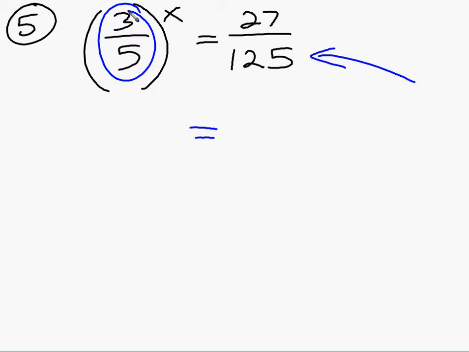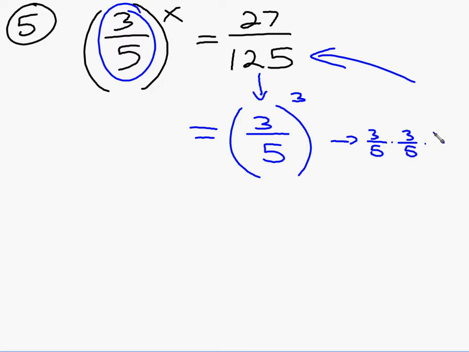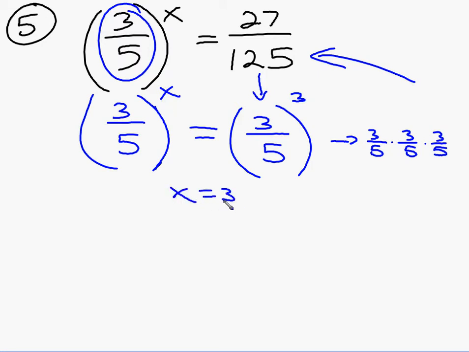So we can write this side as 3/5 to the 3rd power, because when you cube, remember what cubing a fraction means. This technically means 3/5 times 3/5 times 3/5. And if I did that, I would get 27 over 125. All right? On this side, I still have my 3/5 to the x. And actually, this problem is done. Drop your 3/5, x equals 3. All right? Another fraction problem.